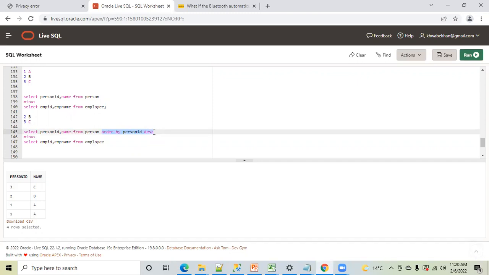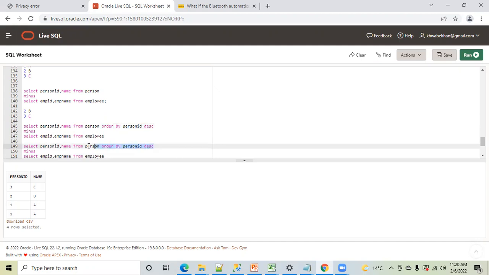Can we use select person ID, name with an aggregate function with the minus? Yes, you can use anything, whether you write full join, left join, or right join in this query.